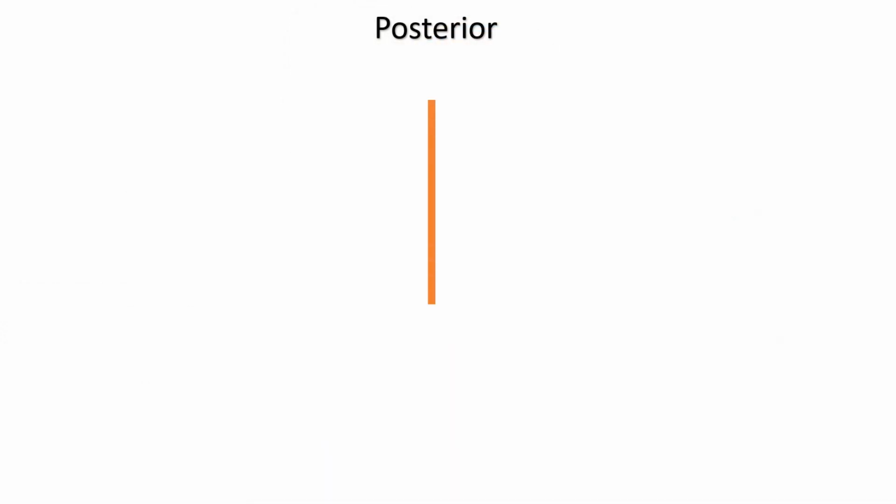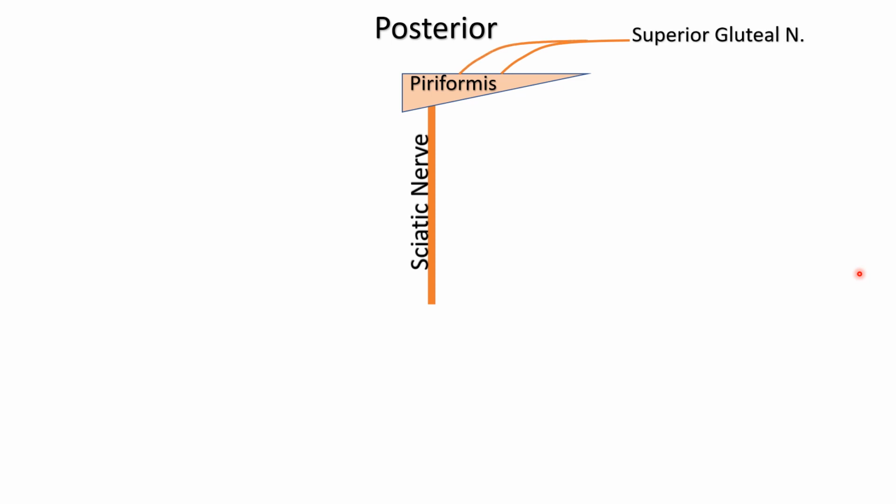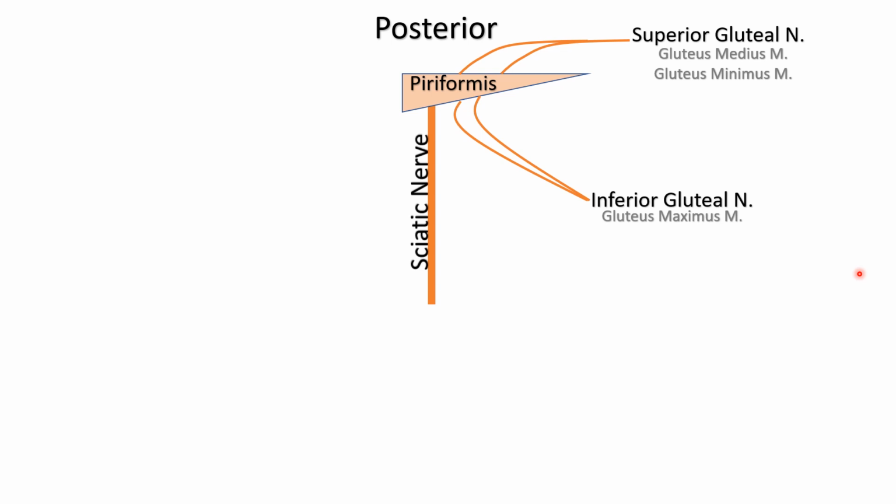Okay, so looking at a posterior view, you'll see the sciatic nerve most often exit just inferior to the piriformis muscle. If you see a nerve exiting superior to the piriformis muscle, that's the superior gluteal nerve. This goes to the gluteus medius and gluteus minimus. If you see a nerve exiting inferior to the piriformis muscle, that is the inferior gluteal nerve, and this goes to the gluteus maximus muscle.